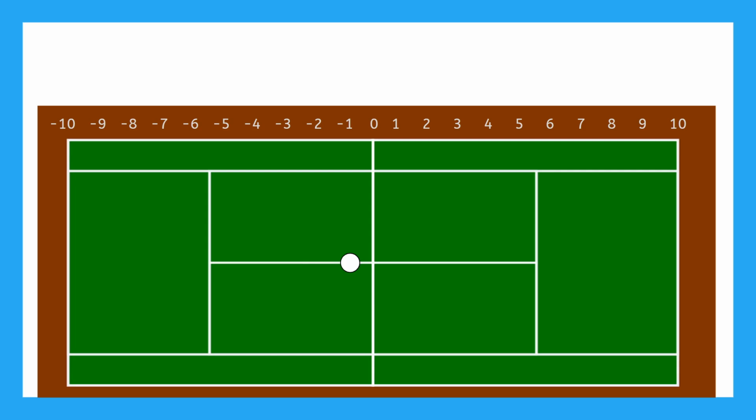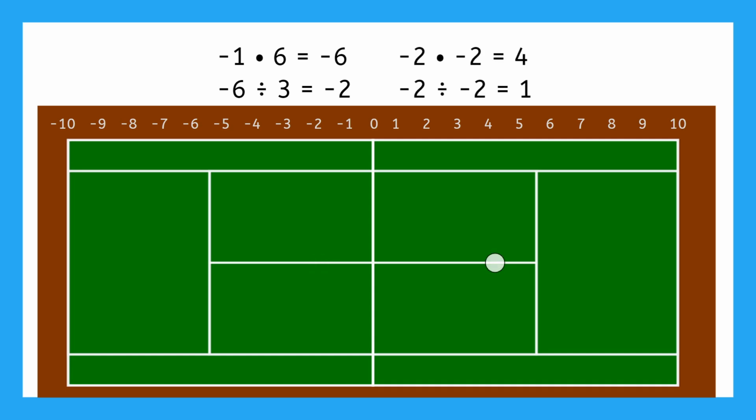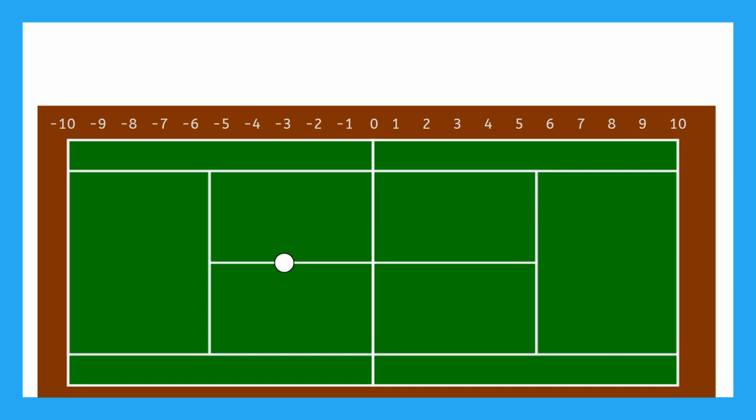What if the ball's already on the negative side? Well, we can take that negative sign and not change it by multiplying by a positive number or dividing by a positive number, so it stays on the left side. Or we can take the negative number and multiply or divide it by another negative to change it back to the positive side. Let's watch this tennis match. See if you can catch when a player fails to knock the ball back to the other side and loses.